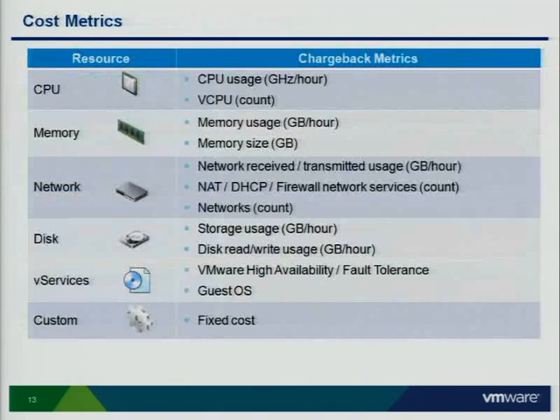On the usage metering side, there are a number of different cost metrics that you can track within the vCenter Chargeback product. You've got your 4 core resources: CPU, memory, network, and disk. On the CPU side, you've noticed that we've called out the ability to charge for CPU usage in terms of gigahertz per hour, as well as the number of vCPUs that have been configured to a virtual machine.